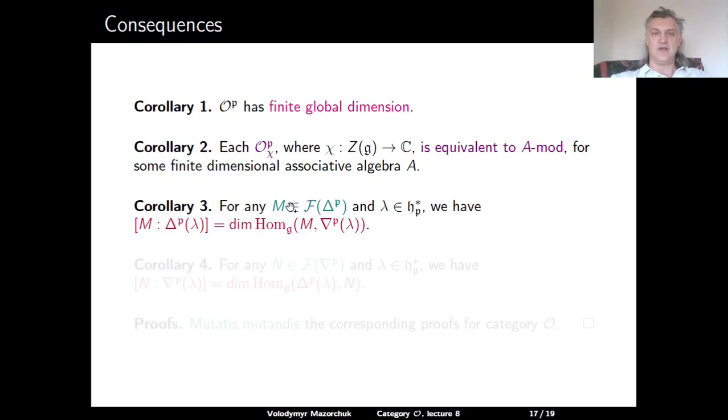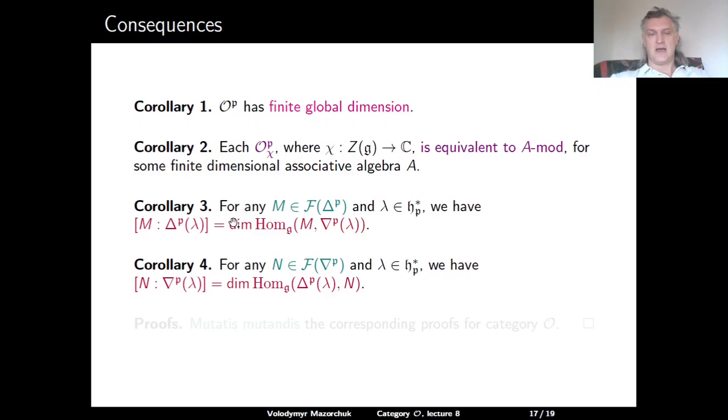Corollary number 3, so if we have a module with parabolic Verma flag, then the multiplicity of each parabolic Verma in the parabolic Verma flag of this module M is well defined and can be computed as a dimension of the Hom from M to the dual parabolic Verma module, which corresponds to our original parabolic Verma module. And similarly, if we have a module with a dual parabolic Verma flag, then the multiplicity of each dual parabolic Verma in this module is well defined and can be computed as a dimension of the Hom of the corresponding parabolic Verma module to our module N. And all proofs of these consequences are similar to the corresponding proofs in category O.